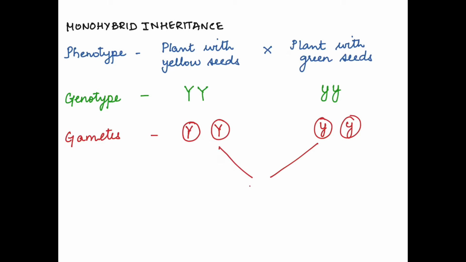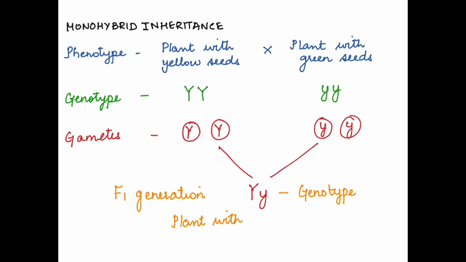Now, fusion of these gametes will give rise to the next generation, that is the first filial generation. So this is called the F1 generation or the first filial generation. Capital Y, small y is the genotype of the F1 generation. The phenotype will be plant with yellow seeds. So in the first generation, all the plants will have only yellow seeds and there will be no green seeds seen here. This is the reason that we say here yellow is dominant over green.